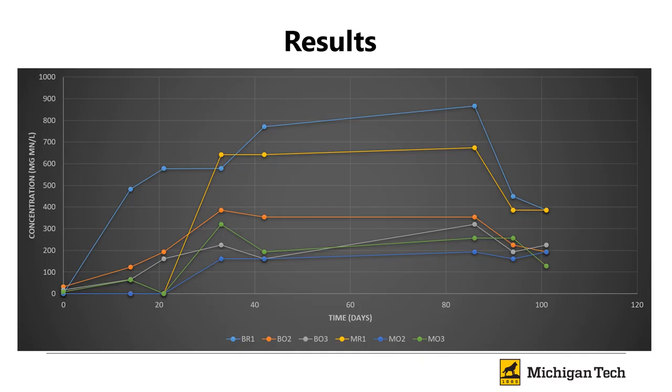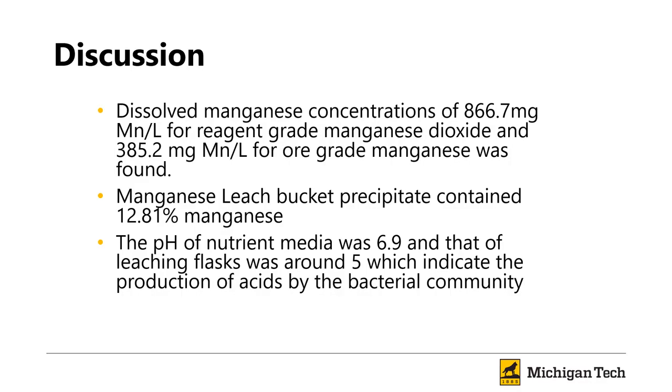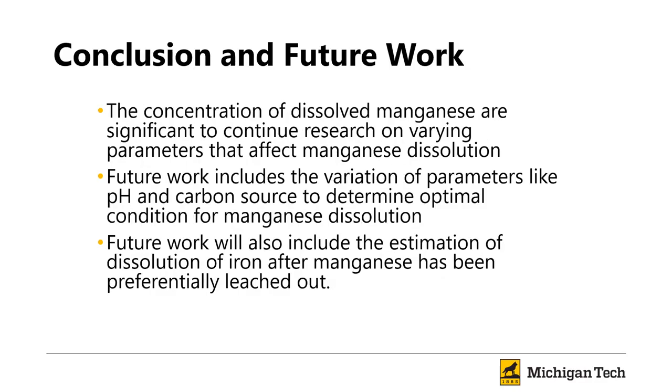The results obtained in this study are shown in the graph. Dissolved manganese concentrations of 866.7 mg per liter for reagent-grade manganese dioxide and 385.2 mg per liter for ore-grade manganese was found. Manganese leach bucket precipitate contained 12.81% manganese. The pH of the nutrient media was 6.9 and that of the leaching flask was around 5, which indicates the production of acids by the bacterial community.